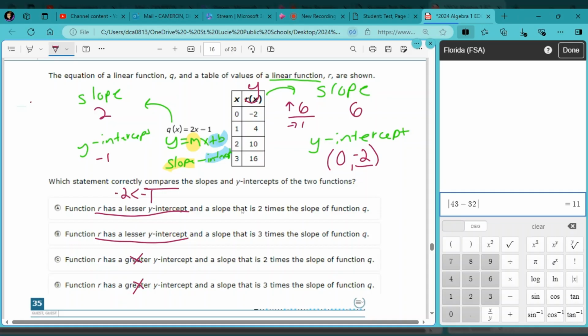And the slope is how many times greater than Q? How do we get from 2 to 6? 2 times 2 would be 4, not 6. But 2 times 3 is 6. So this answer choice is correct.